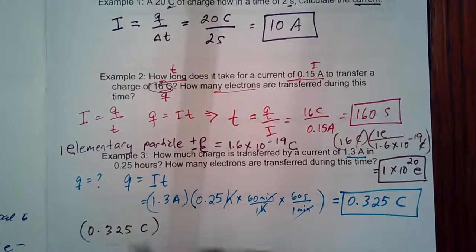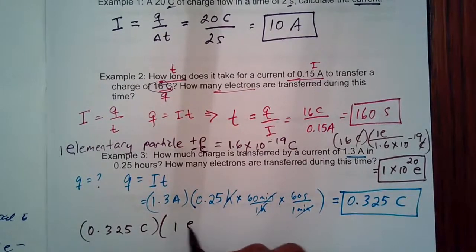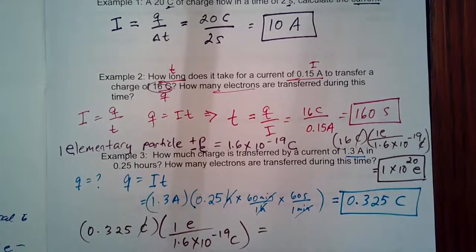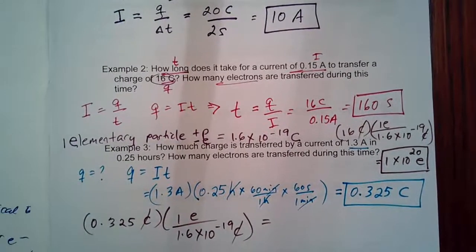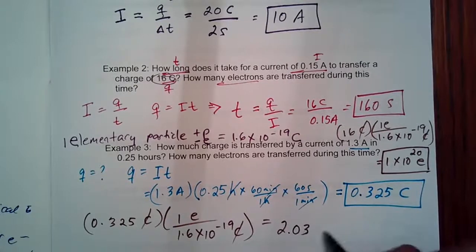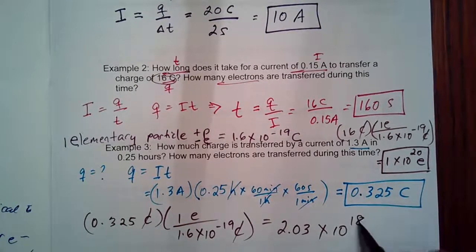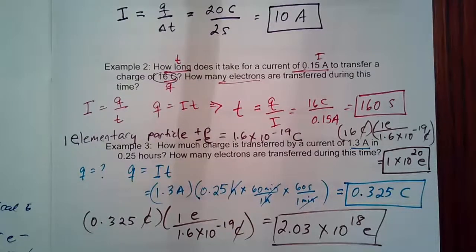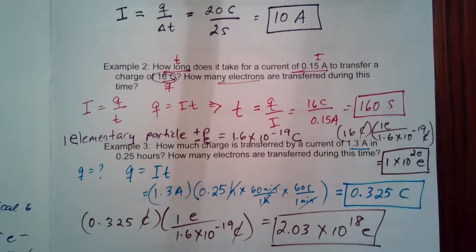0.325 coulombs times 1 electron has a charge of 1.6 times 10 to the negative 19 coulombs. There you go. And you get 2.03 times 10 to the 18 electrons. Now remember, you're actually counting how many electrons. So this is a number. It's not just how much, it's how many electrons.